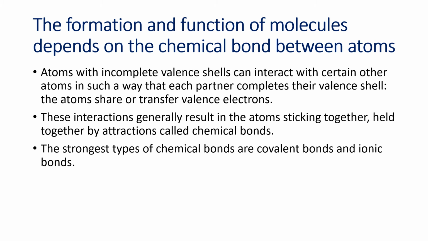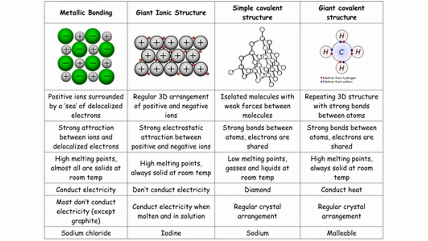Okay, there are still other types of bonds that I'm going to show you. So we have the metallic bonding. We have the giant ionic structures, the simple covalent structure and the giant covalent structure also. So as you can see, they have different types of bonding, and this type of bonding will depend not only on the elements that we're using, but on how they're interacting between each other.